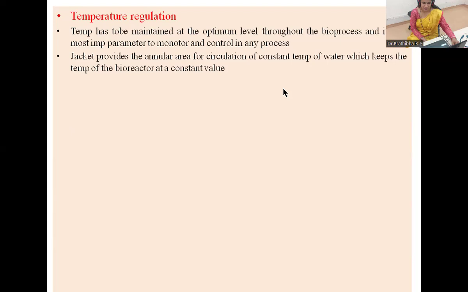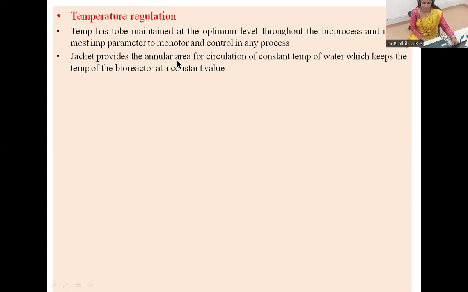Otherwise, what happens? If the temperature regulation does not happen properly, automatically the product will be reduced. Our organisms are unable to grow properly. Organisms are unable to give the product. Organisms are unable to react. Only when the optimal temperature is maintained are they able to utilize the nutrients and also give the products. And there will be a jacket, right?